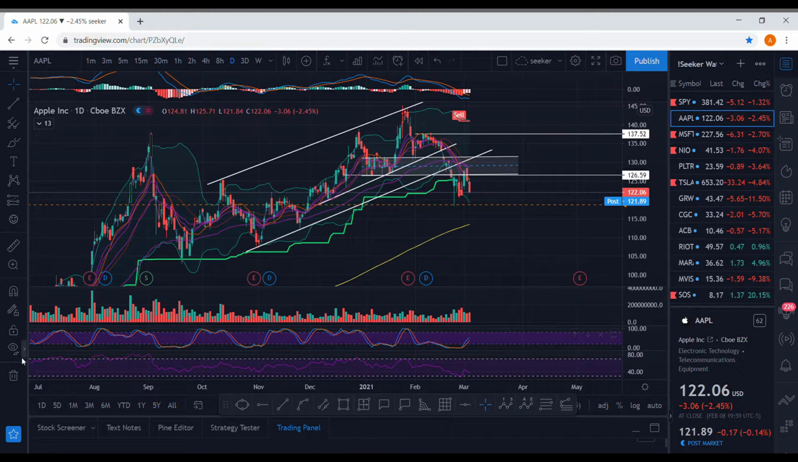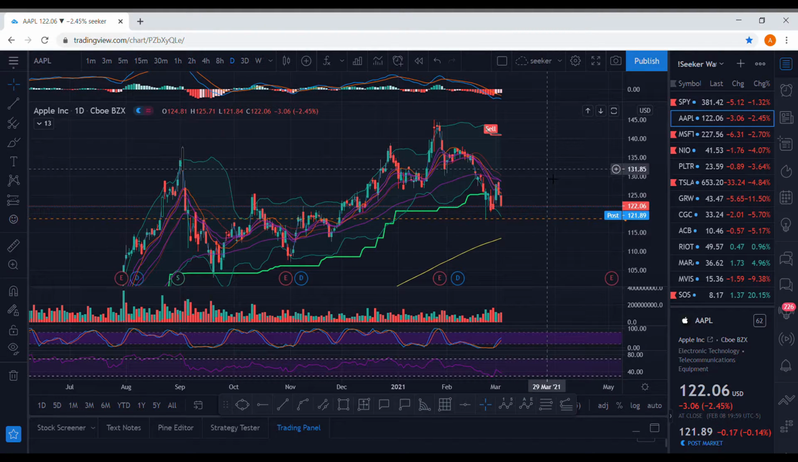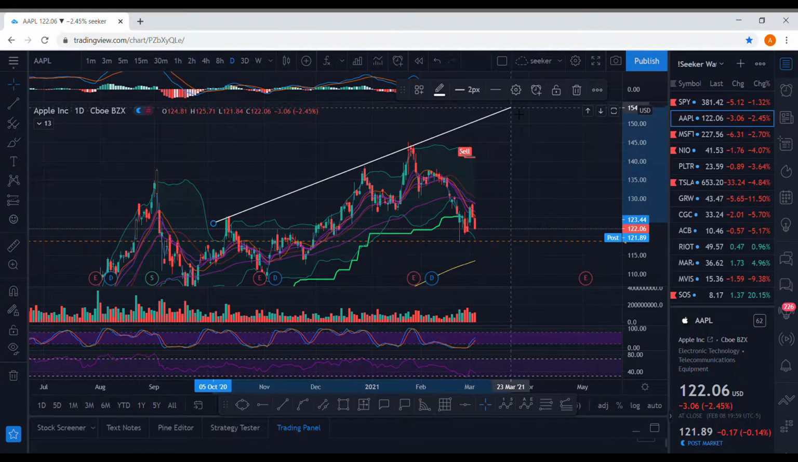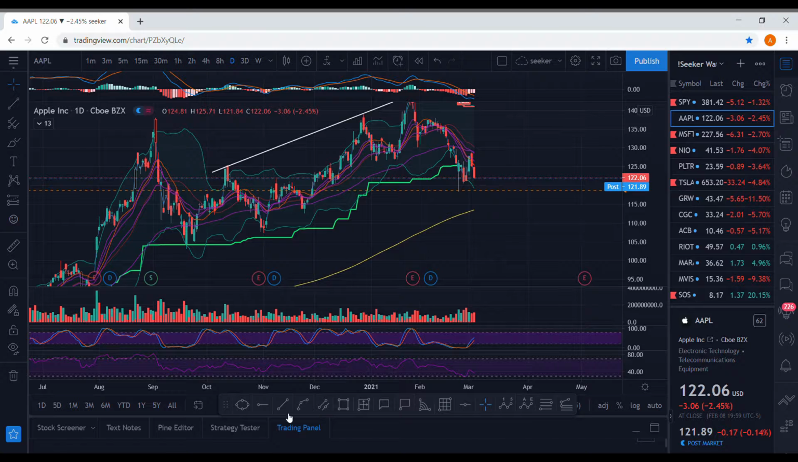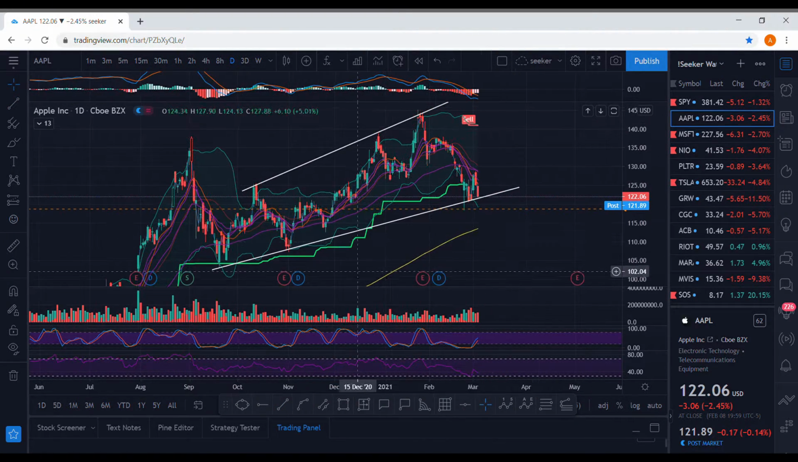This is Apple. Let me delete what I already have. There we go. Alright. So for Apple, I see an upwards trend line right about here. See another one right here.